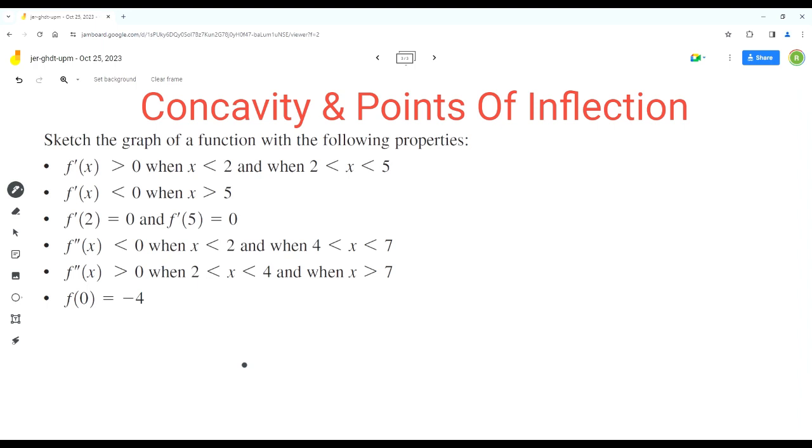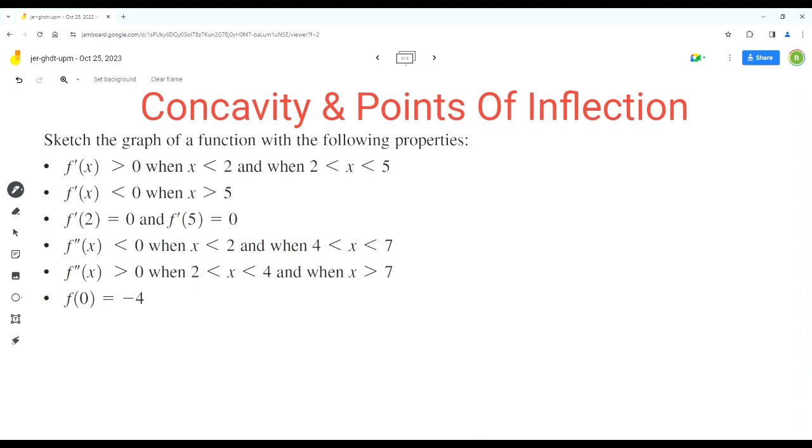So in this video, we'll solve this problem using the concepts of derivatives. As per the problem, sketch the graph of a function with the following properties. So let's analyze these properties.